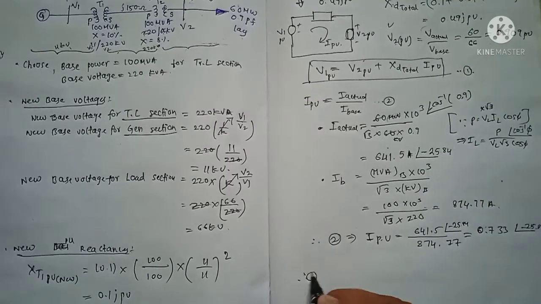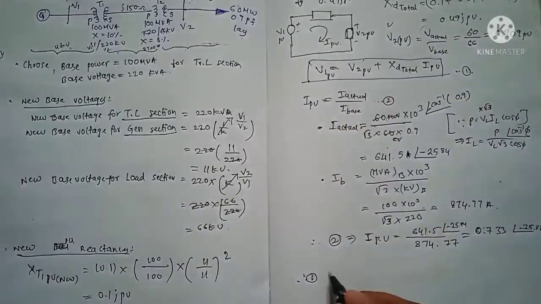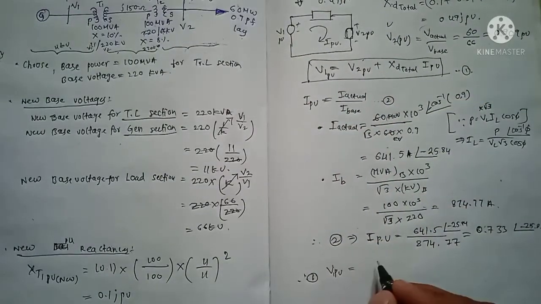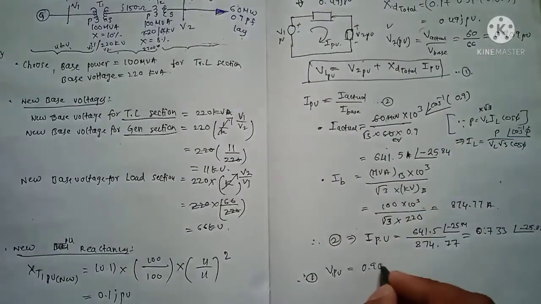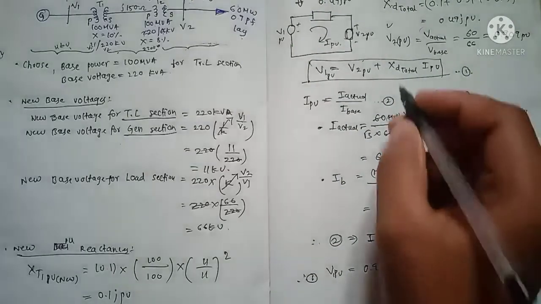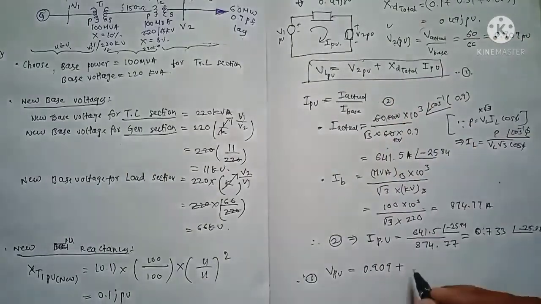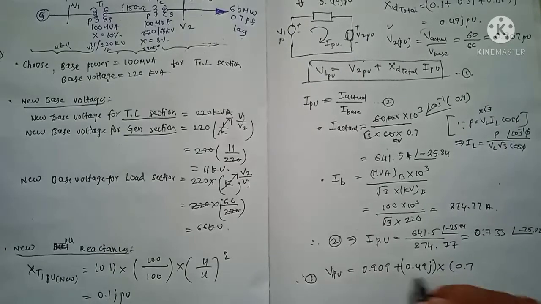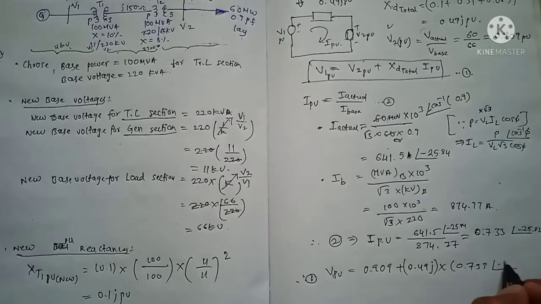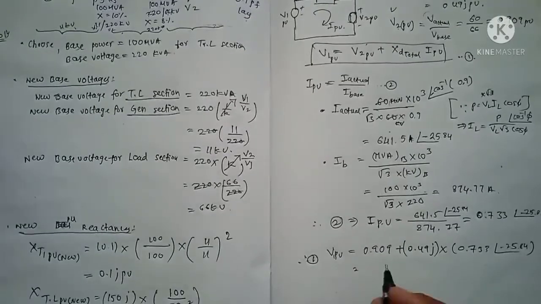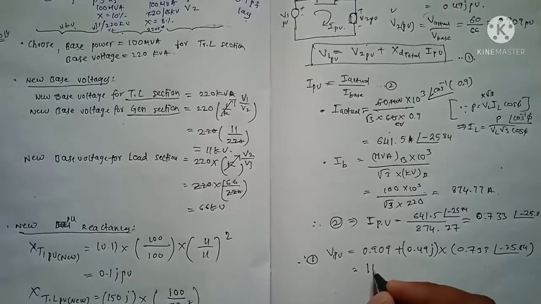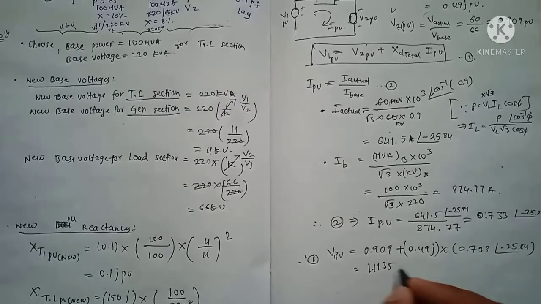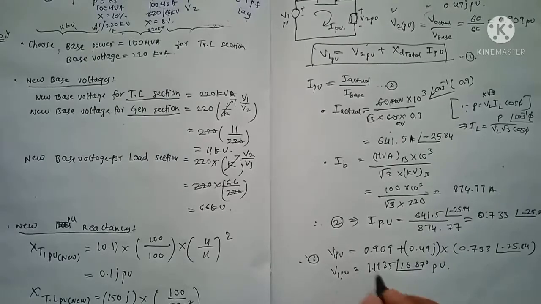Therefore equation 1, V1 pu is equal to V2 pu 0.909 plus Xd, that is 0.49 j, multiplied by this I pu. Use the brackets for complex numbers. It becomes simple for putting into the calculator. All these things become 1.1135 angle 16.87 degrees pu. This is V1 pu.